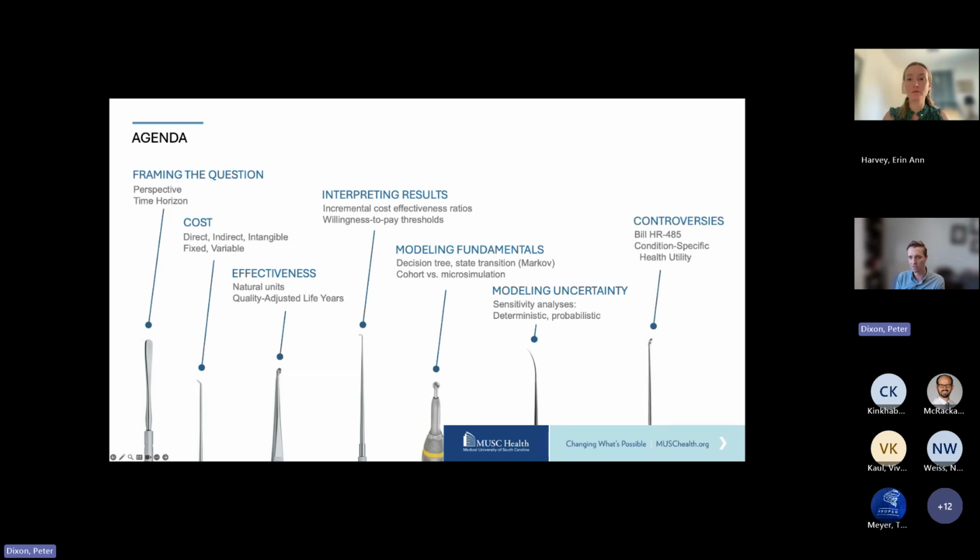Lastly, we'll talk a little bit about some controversies with some recent political action around cost effectiveness analyses, and also talk about how we measure effectiveness in different ways, especially around hearing.